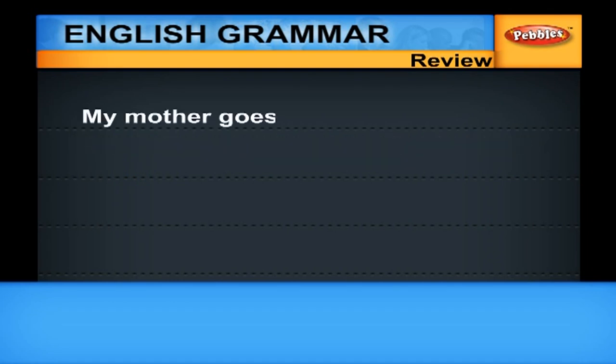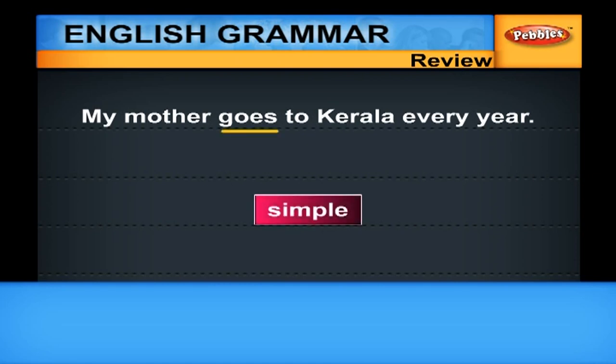My mother goes to Kerala every year. What is the aspect? The aspect is simple. How do you know? You have only one verb goes. My mother being singular, you are using goes VS form. You have another indicator here, every year. That means it is a regular habitual action.